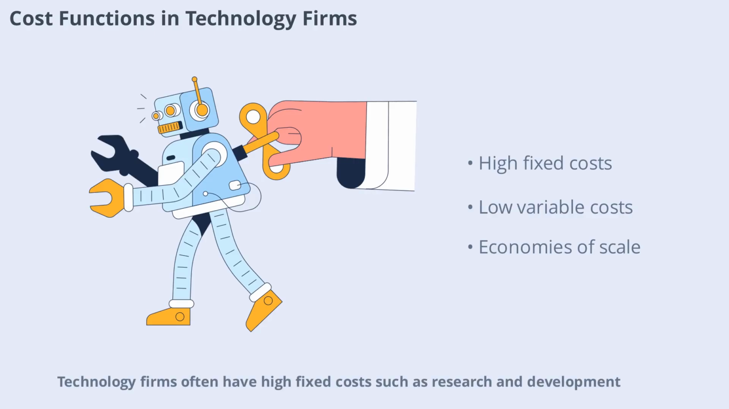Technology firms often have high fixed costs, such as research and development, but low variable costs for producing additional units. This cost structure allows for significant economies of scale, making it possible to serve large markets at relatively low average costs. Managing these costs is key to success in tech industries.